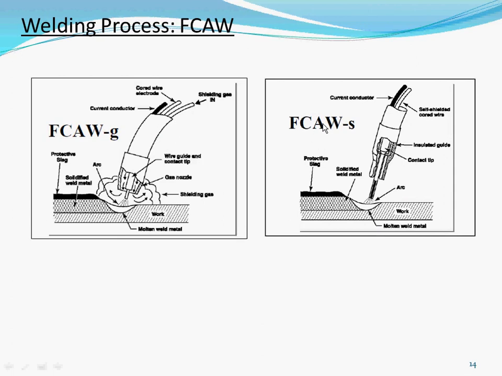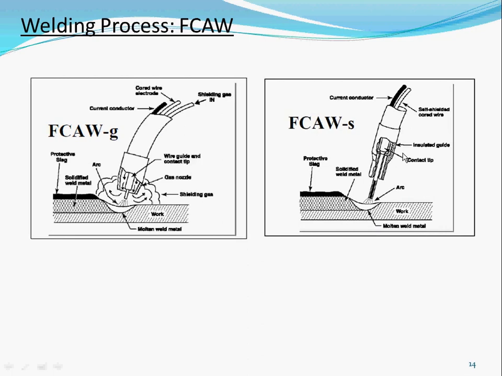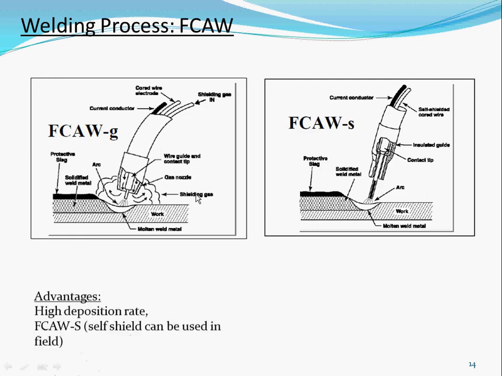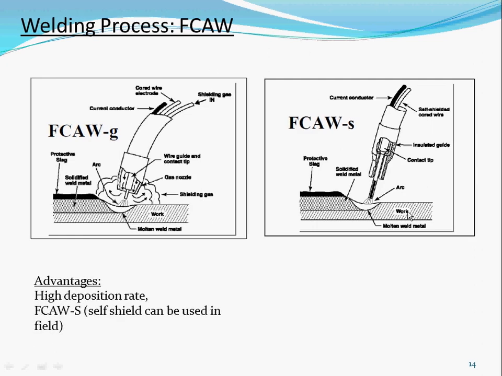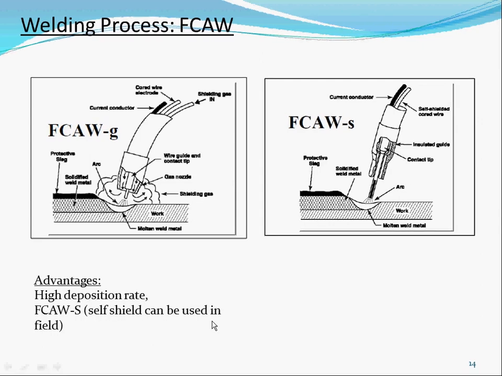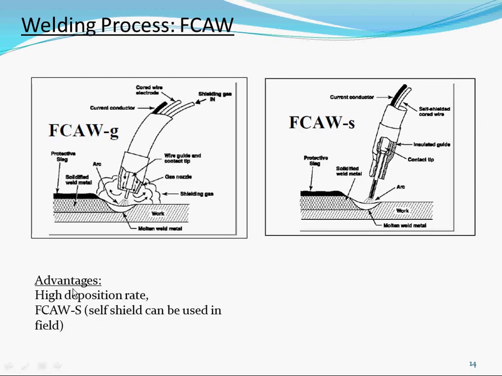Okay, this one is self shield. Self shield is basically within the electrode, so you don't need the gas. Typically when you work outside, you have the wind and it blows the gas away. It's not very good, so that's why sometimes they go with the self shielded.